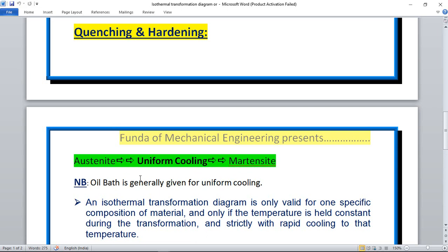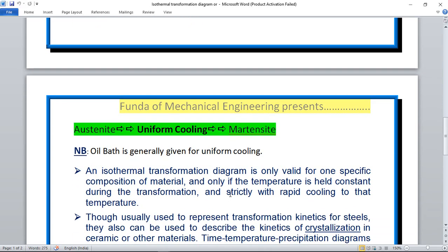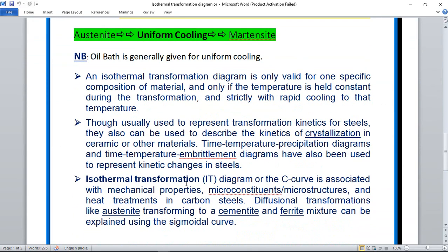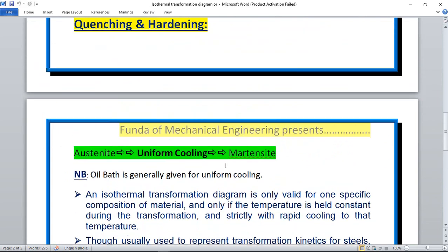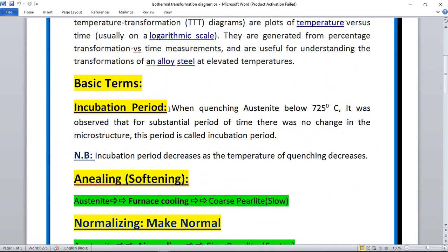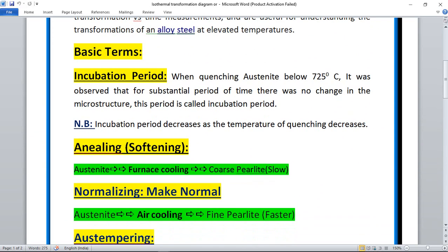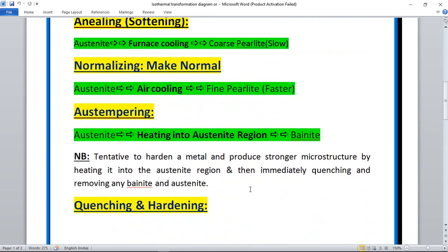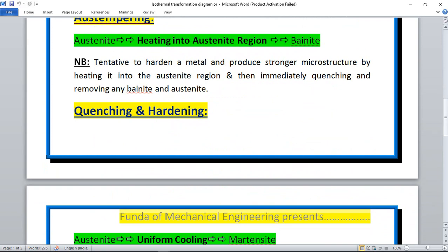In quenching, uniform cooling is obtained by oil bath. Okay, and these are the important points that I will describe later. Let me show you in a graph what is incubation, what is annealing, what is normalizing, what is austempering, what is quenching and hardening. Let me show you in the TTT diagram.